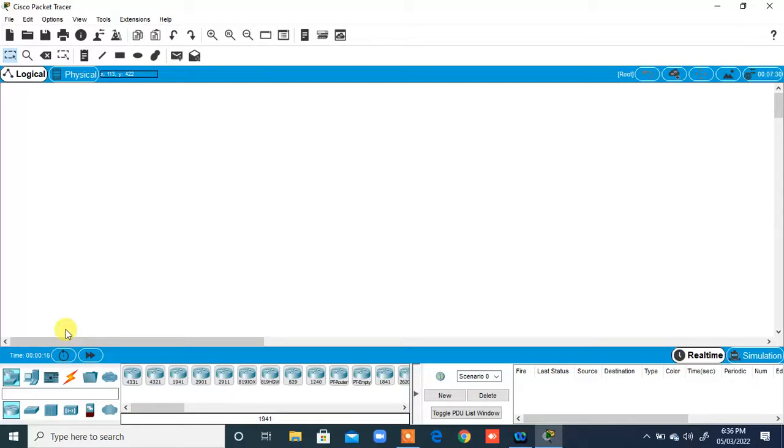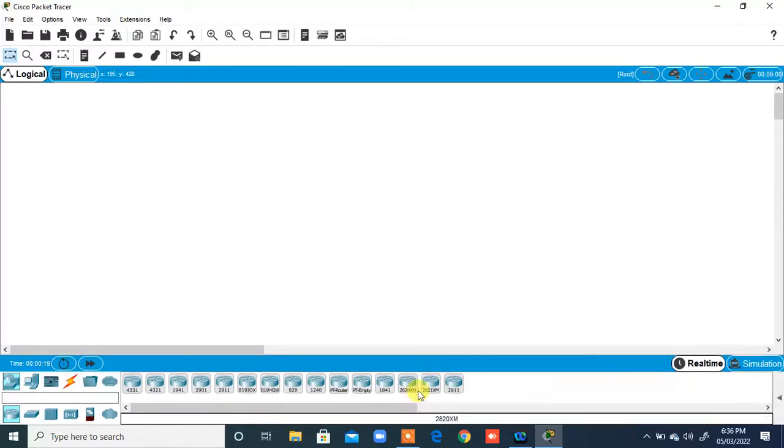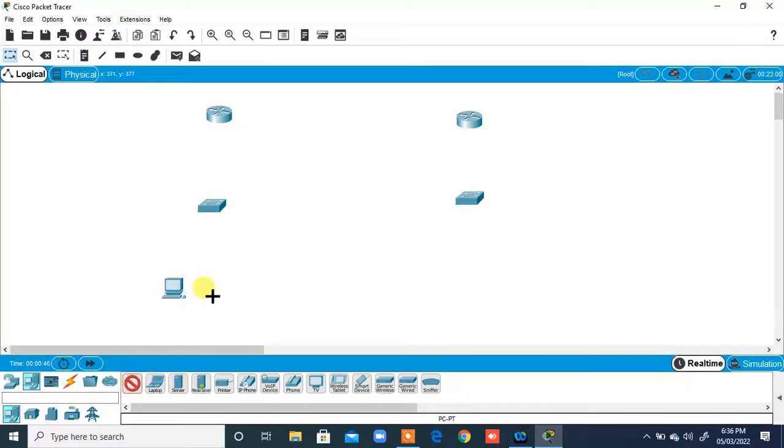To perform this RIP operation, let me take two routers. I am going to take two routers of the 2811 series, right? These are the two routers I have taken here, and let me take two switches also, which are going to connect the end devices, and I will be taking two PCs here. Similarly, I am going to place two PCs here for a different network also.